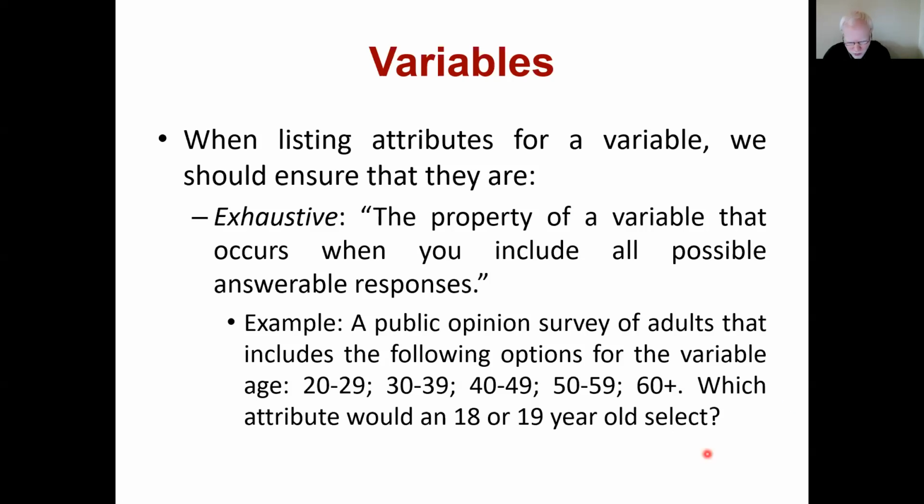So for example, a public opinion survey of adults includes the following options for the variable age: 20 to 29, 30 to 39, 40 to 49, 50 to 59, 60 plus. Which attribute would an 18 or 19-year-old select, right? In a survey of all adults, 18 and 19-year-olds are adults, so they could be receiving this survey, but none of these ranges would be an answerable option for them. So you're missing attributes in this case.